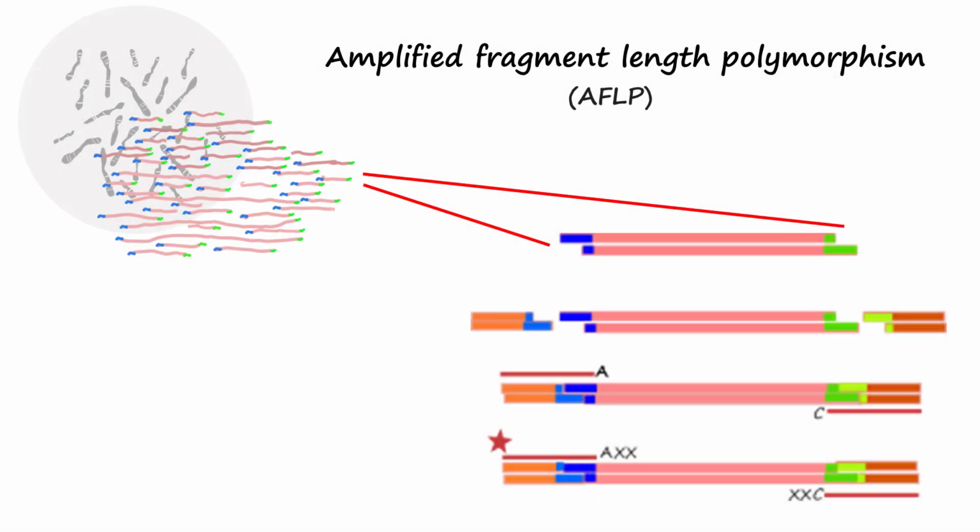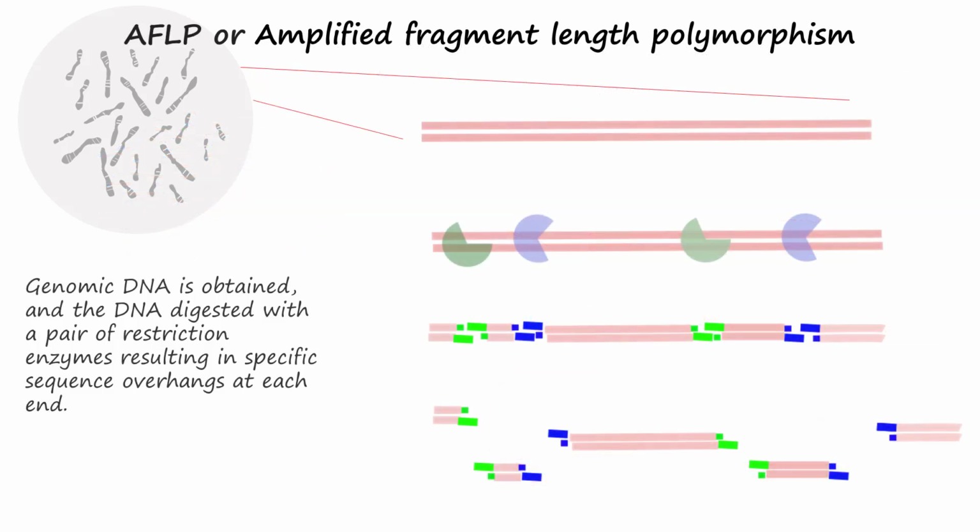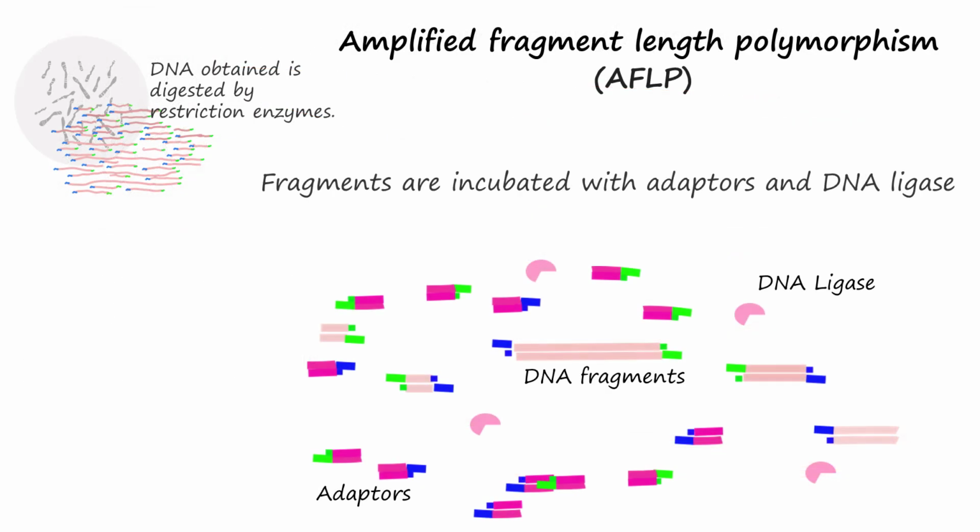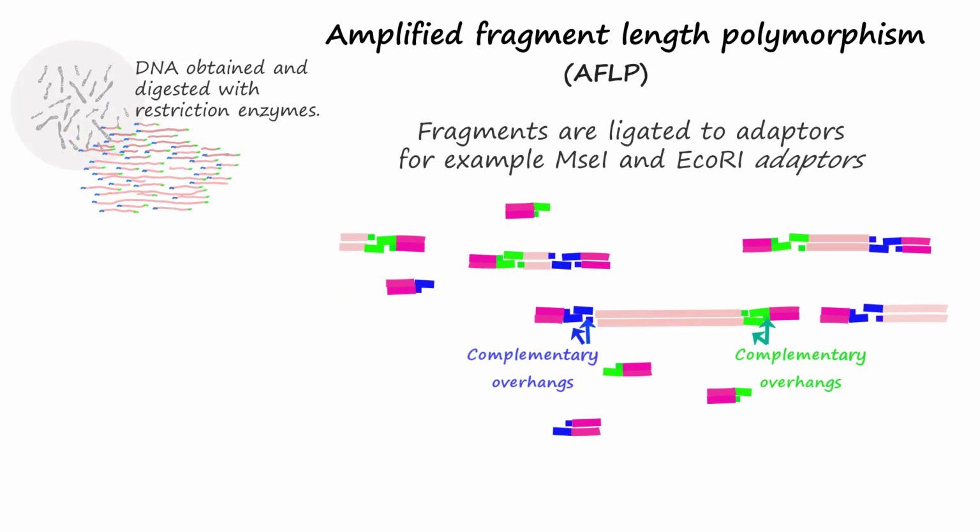AFLP analysis involves the following steps: digesting the extracted DNA with a pair of restriction enzymes, often MseI and EcoRI, ligating or joining the fragments to an MseI adapter and an EcoRI adapter at each end by incubation of the digested genomic DNA with the two adapters and DNA ligase. The short double-stranded adapter sequences easily hybridize to the DNA fragments since each has an overhang that is complementary to the overhang on the DNA fragment generated by the restriction enzymes.